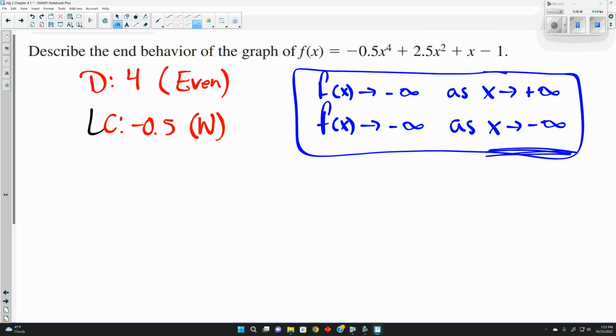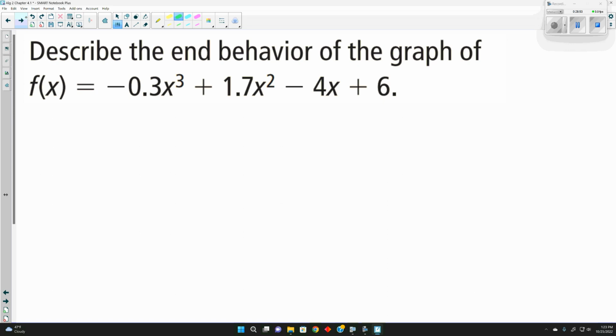Questions on this here? So really the only thing that will change is these here, because we might not have both negative infinities. We might have one negative, one positive, or one positive, one negative, or two positives. But that's it. Questions on this here? So this here, what is the degree?